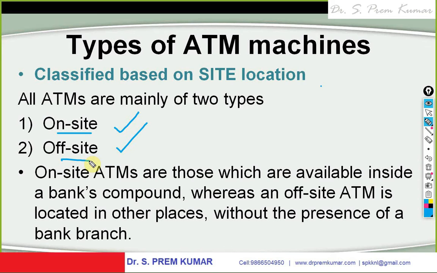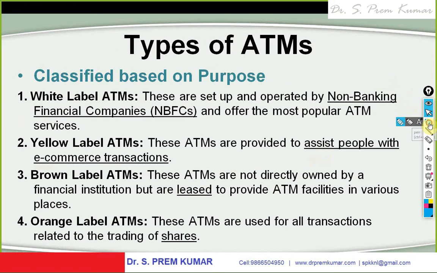There will be certain banks which are located abroad, but their ATM machines will be in India. You don't have the bank, but their ATM machines are serving the public. Those are called off-site ATM machines. On-site and off-site ATM machines. The previous one is types of ATM machines based on site, that is, location. Now this is the classification based on the purpose of ATM machines.